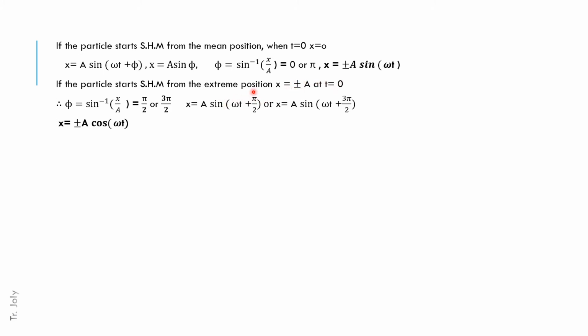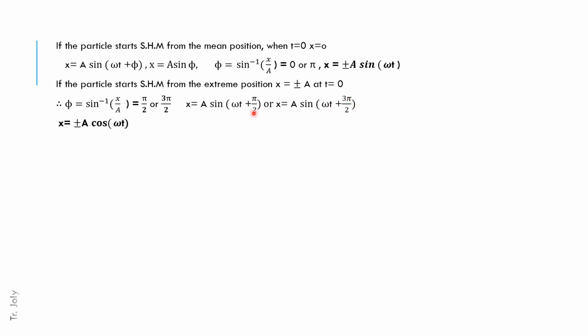So substitute this condition in the general equation, x equal to a sin (omega t plus phi). So in the place of x we have to write a. So a is equal to a sin (omega t plus phi). A will get cancelled. So we will get sin (omega t plus phi) is equal to 1. So that is, sin inverse of 1 becomes pi by 2, or for minus 1, that is 3 pi by 2. So x equal to a sin (omega t plus pi by 2).